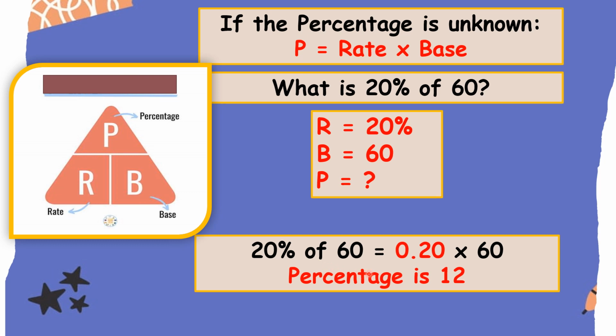20% of 60 is equal to 20 hundredths times 60. So if we multiply, our product is 12. Okay, kids, why is your rate 20 hundredths? So ang unang gagawin, kailangan siyang i-convert itong 20% sa decimal form bago kayo mag-multiply.